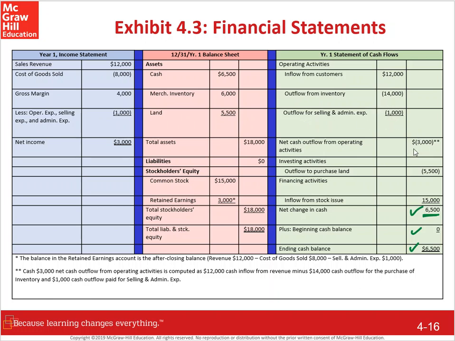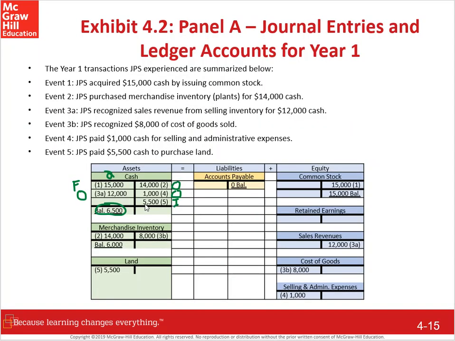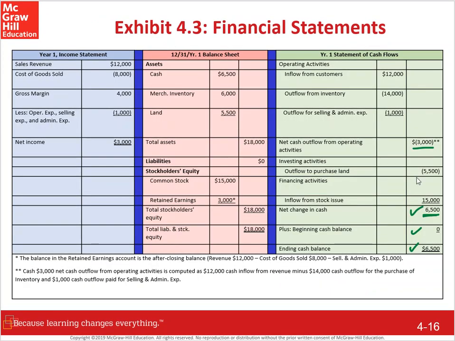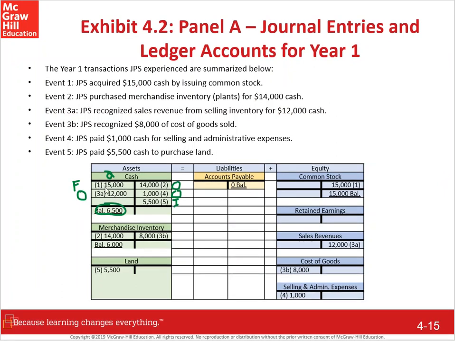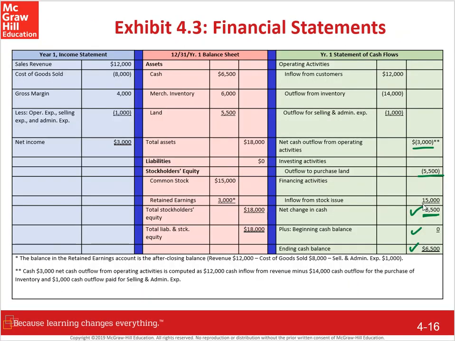So that works out to negative 3,000. We had one IA where we had the outflow to purchase land. That's the 5,500. So there's our investing activities. And then we had one financing activity, the $15,000 inflow. And if we take negative 3,000 plus negative 5,500 plus positive 15,000, we should work out to 6,500 net change in cash. So mathematically, we've verified that we've accounted for all of our cash flows. Hopefully we have them classified in the right section, but at least we've mathematically verified that everything's been accounted for.